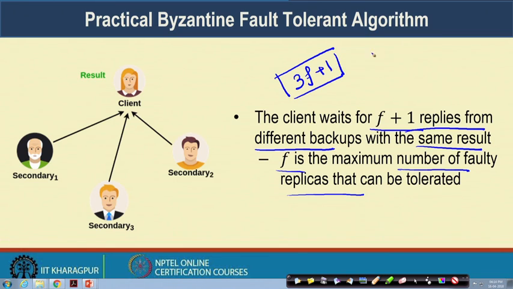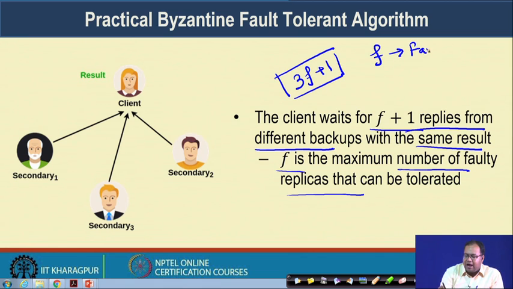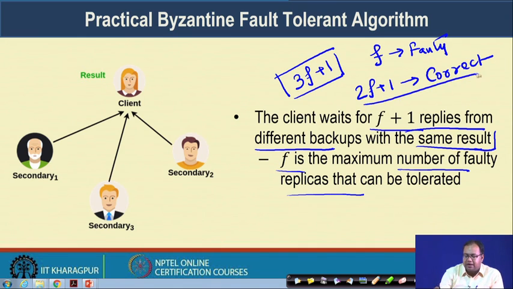In other words, you have 3f plus 1 replicas in the system, out of which f replicas are faulty and 2f plus 1 replicas are correct. So, if you receive f plus 1 replies from different backups with the same result, you are guaranteed that the result belongs to the majority of the correct replicas. If you receive a message from the majority of the correct replicas, you can assume that message to be the consensus message and include it in your system by committing that particular request.